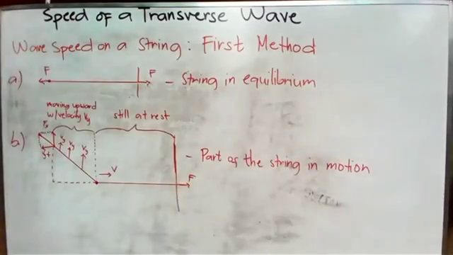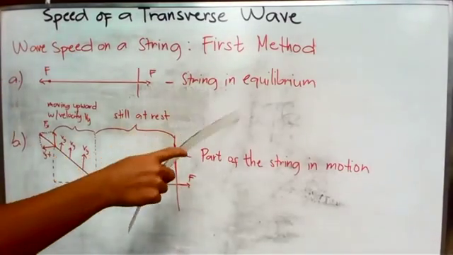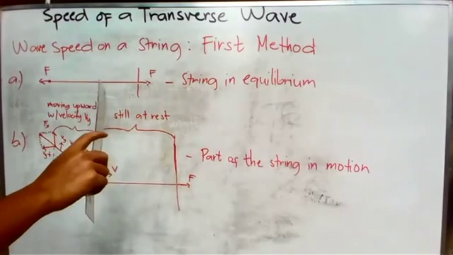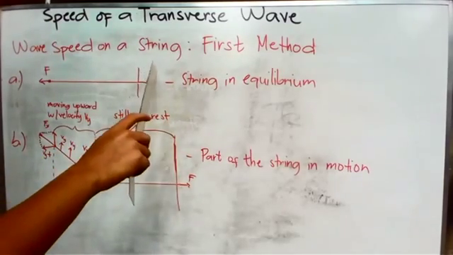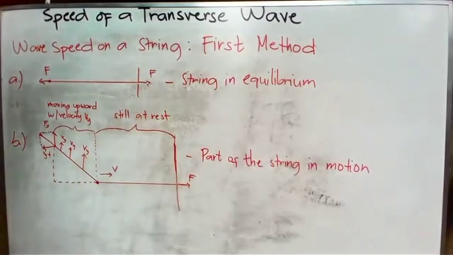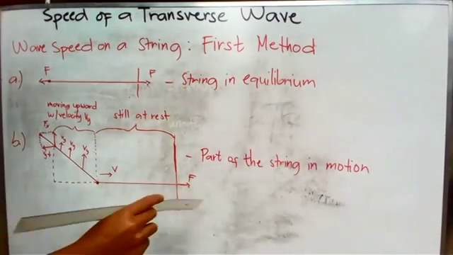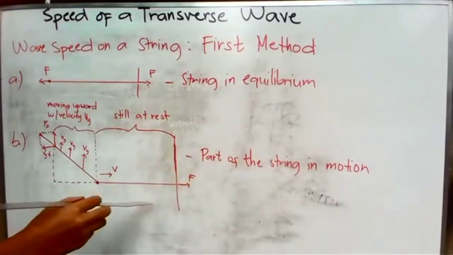The first method, we consider the perfectly flexible string. In figure A, consider the string which is in equilibrium. In the equilibrium position, the tension is labeled as F, and the linear mass density is mu. When a portion of the string is displaced from equilibrium, figure B, that part of the string is in motion while the other is at rest.